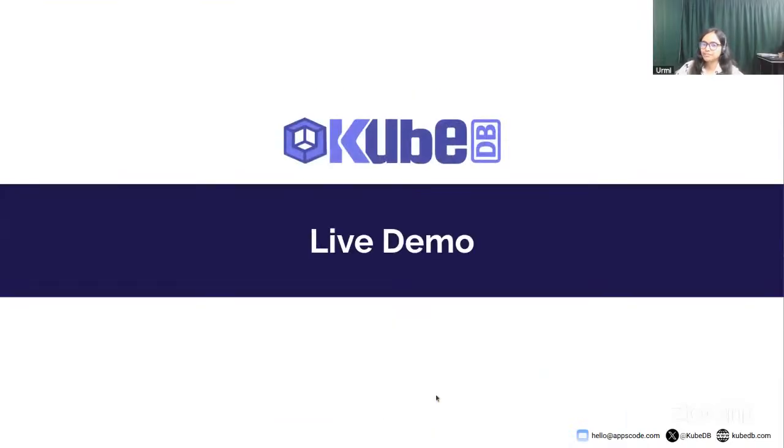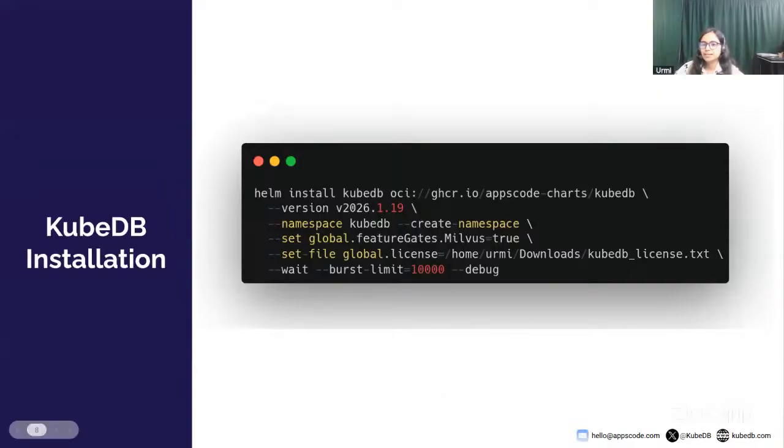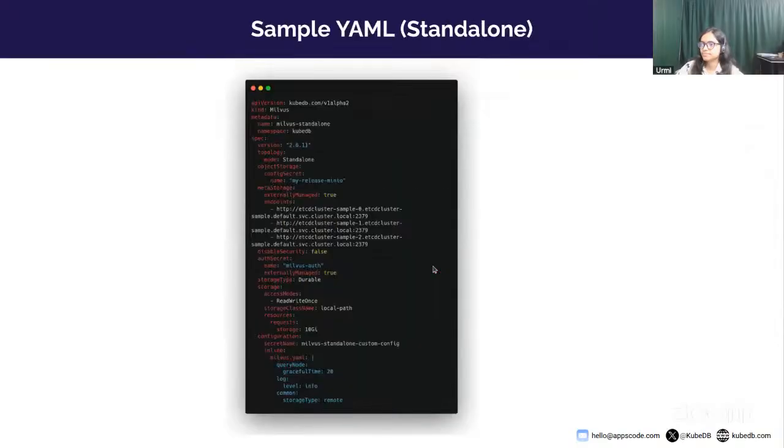Okay, here is our live demo section. In this, I will create a Milvus custom resource on Kubernetes using KubeDB. Here is the installation process of KubeDB. To install KubeDB on a Kubernetes cluster, users can use this helm command and need a license to install it. And users can visit kubedb.com to get the license.